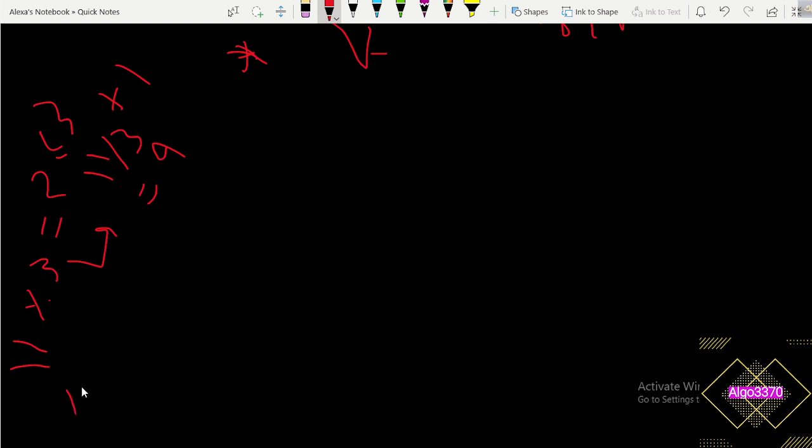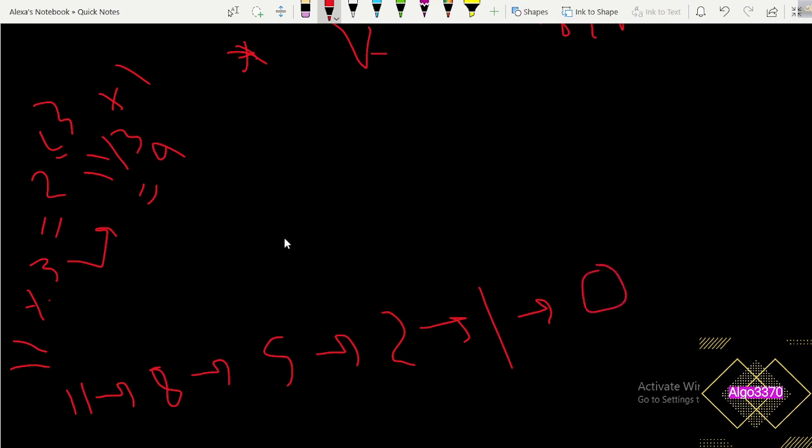So how will 4 come? 11, 8, 5, 2, and one and 0. The remaining value is 2, and our stored sequence is by 2. So do we use this regular value directly here?